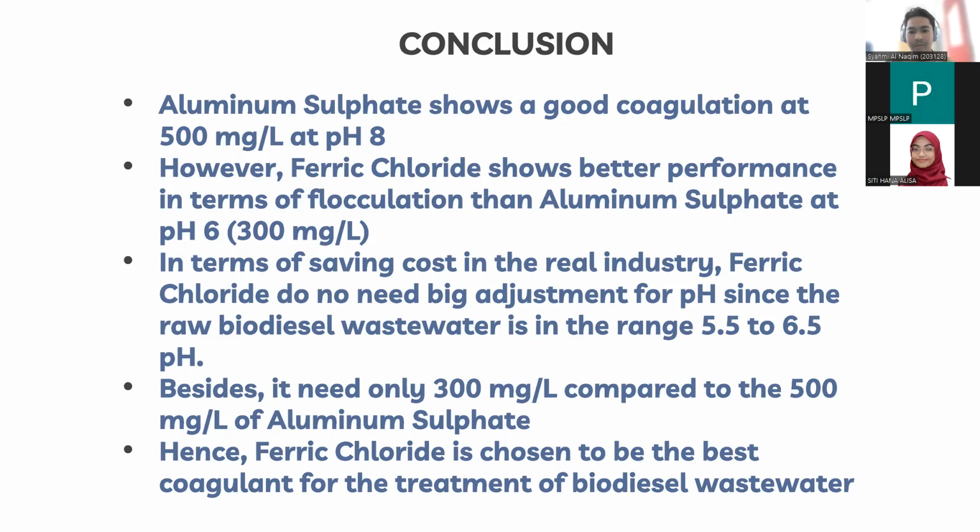Lepas tu, did you do any centrifuge ke tidak? Saya centrifuge, doktor. Sekarang ni saya dalam proses lagi untuk siapkan the last coagulant, which is polyaluminum chloride. So selepas saya dah siapkan polyaluminum chloride punya coagulation flocculation, saya akan examine the wastewater analysis first for the 3 samples, aluminum sulfate, ferric chloride and polyaluminum chloride. And then I will see the best result, contoh kalau polyaluminum chloride, the best result is at pH 8 at 500 mg per liter.